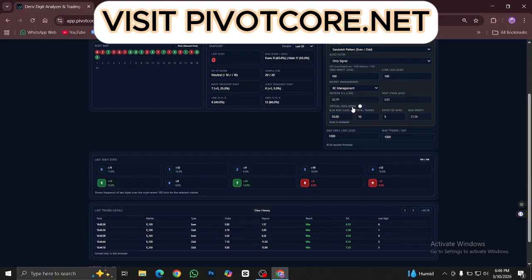Automated trading on PivotCore.net allows you to treat your trading like a business.